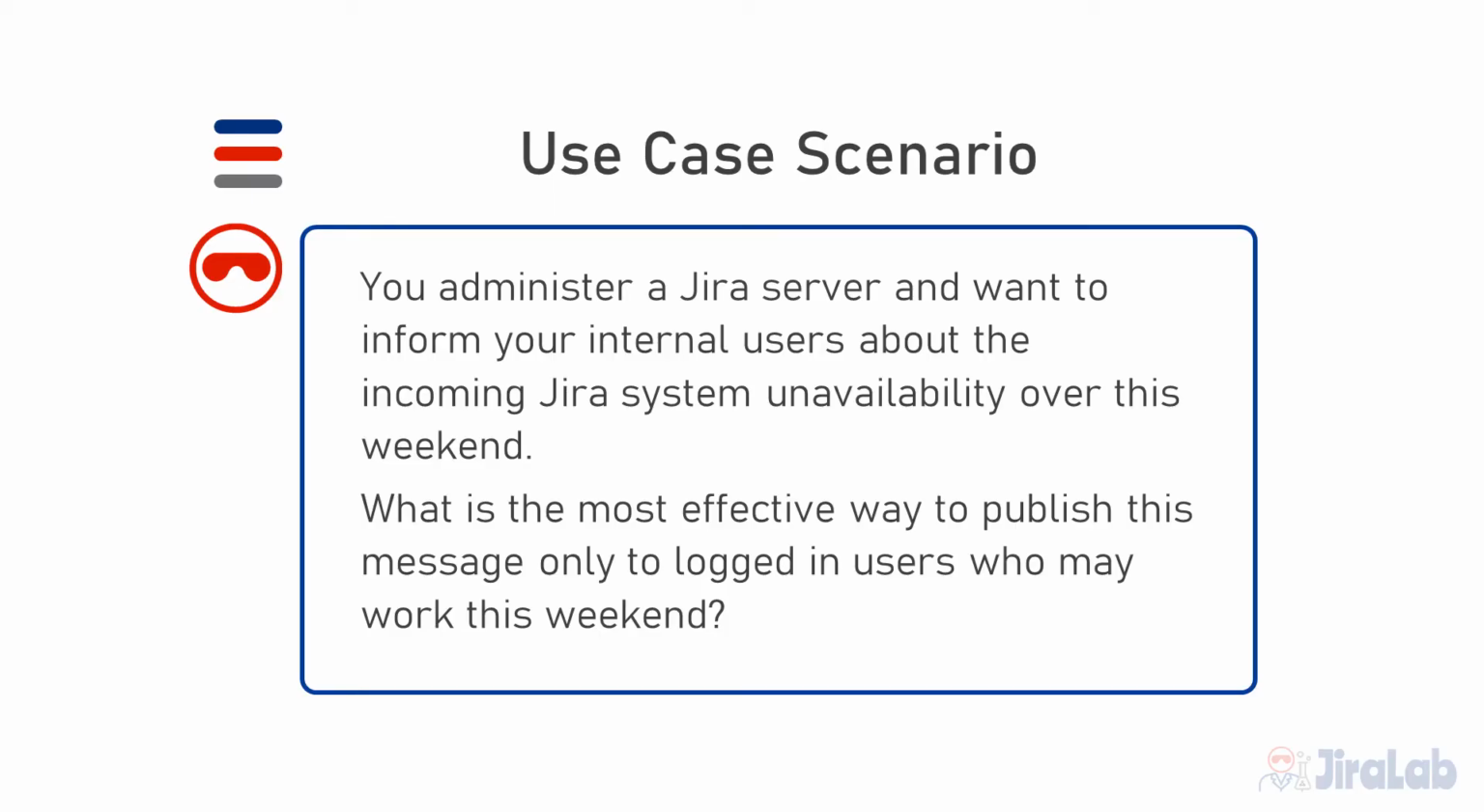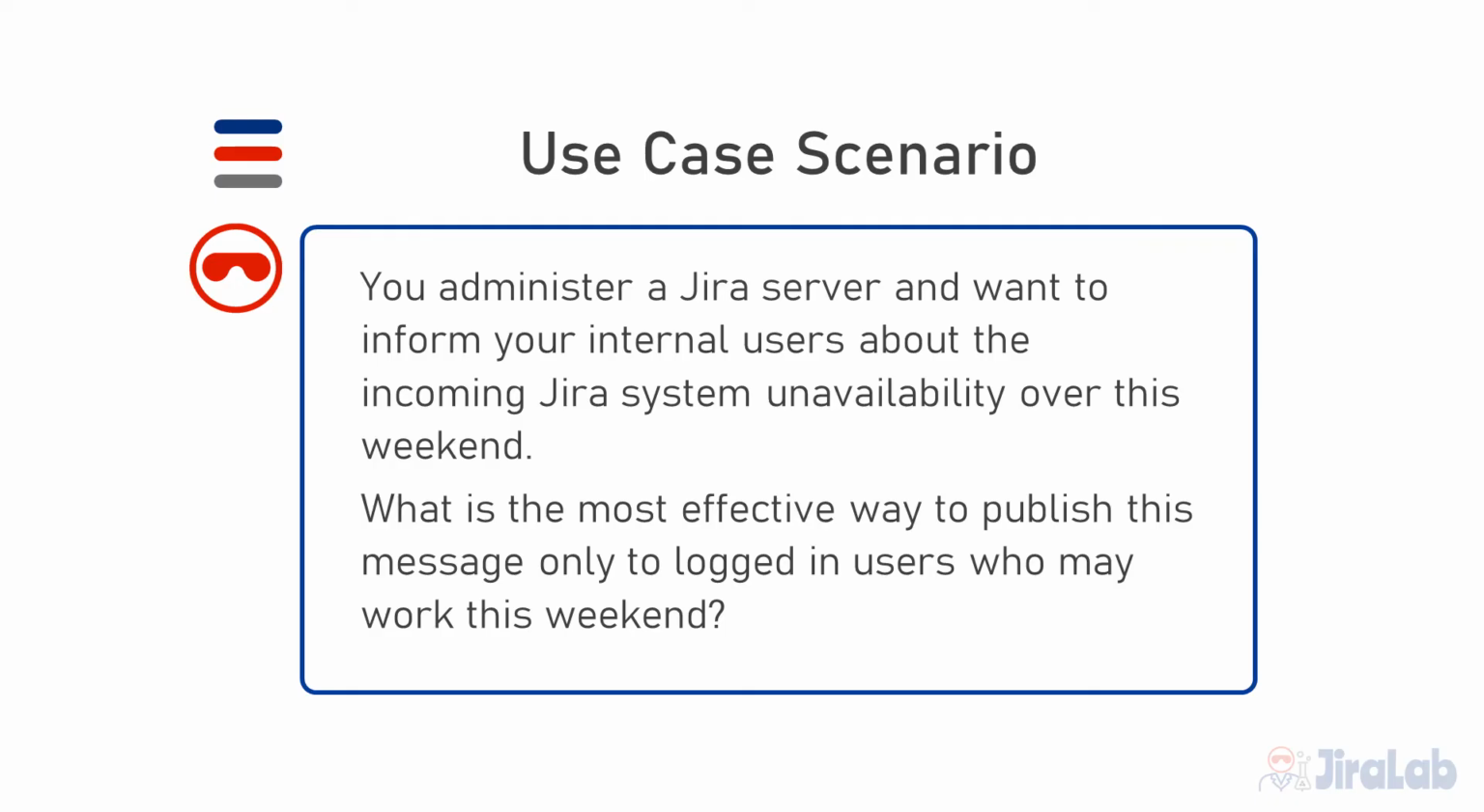Let's have a look at our use case. You administer a Jira server and want to inform your internal users about the incoming Jira system unavailability over this weekend. What is the most effective way to publish this message only to logged in users who may work this weekend? Well, this one is a tricky question because we have this limitation to show the message only to logged in users. So that's the first condition, and who may work this weekend.